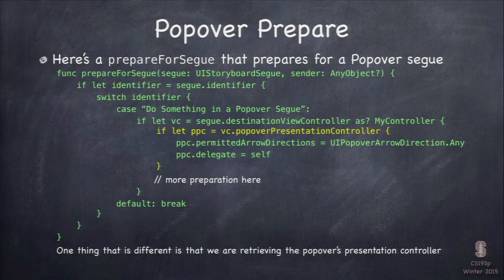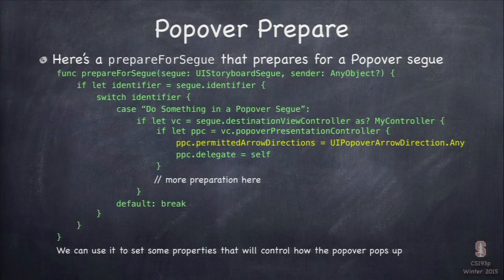But if it is popover, then I'm going to get this popover presentation controller. If you go look in the documentation for popover presentation controller, you'll see it has some things you can configure about the presentation, like the permitted arrow directions, that little white triangle. Where is that allowed to point? What direction? And you can also set yourself, the UIViewController, as the delegate of the presentation controller.